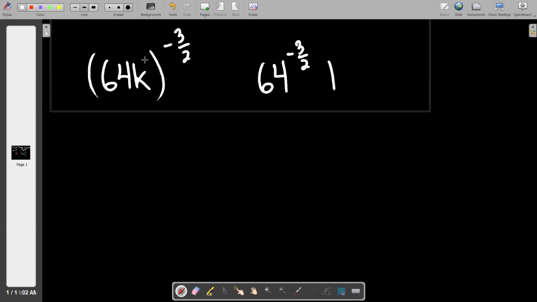And then we're going to take the K. Wait, look, I copied the problem down wrong. I just forgot to, there's a little 8 right here. See where I'm adding that? Yeah, my bad. So we have a K that already has a power of 8, but we're going to re-exponentiate it with a new exponent of negative 3 over 2.